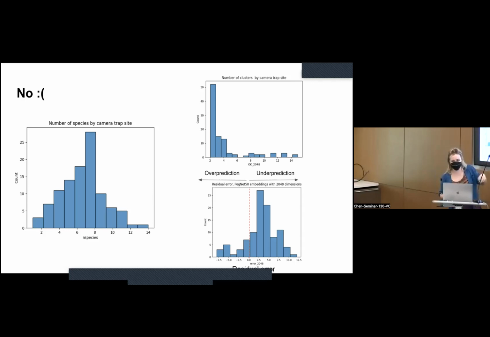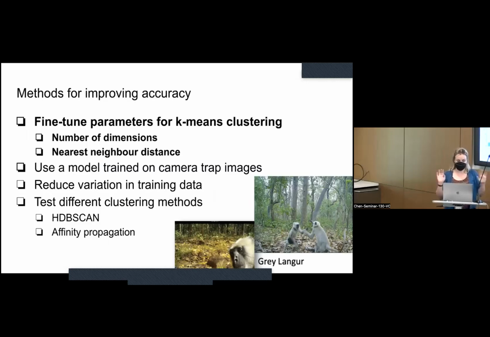Also, no, it doesn't work. The residual error shows that if the error is 0, then it guessed the species richness exactly right. But mostly it's under predicting, and that's because of this high number of 2s. If it was only under predicting or only over predicting, then you could say it's always going in the right direction. But sometimes it's going both ways, so it's not very reliable, whatever is happening there.